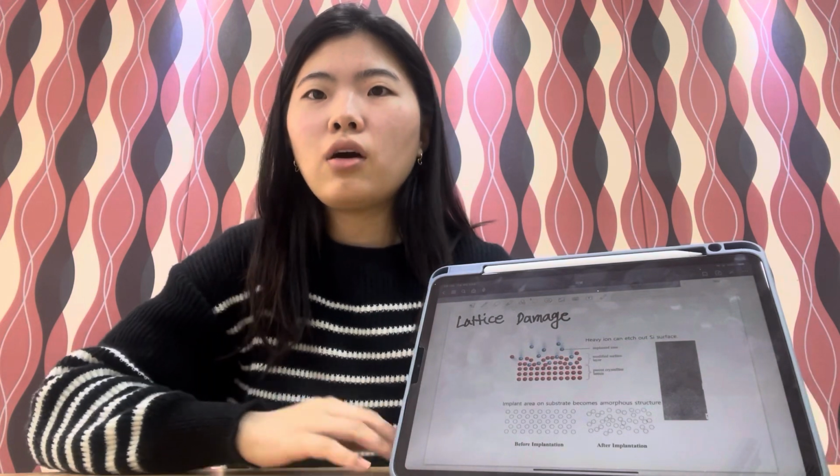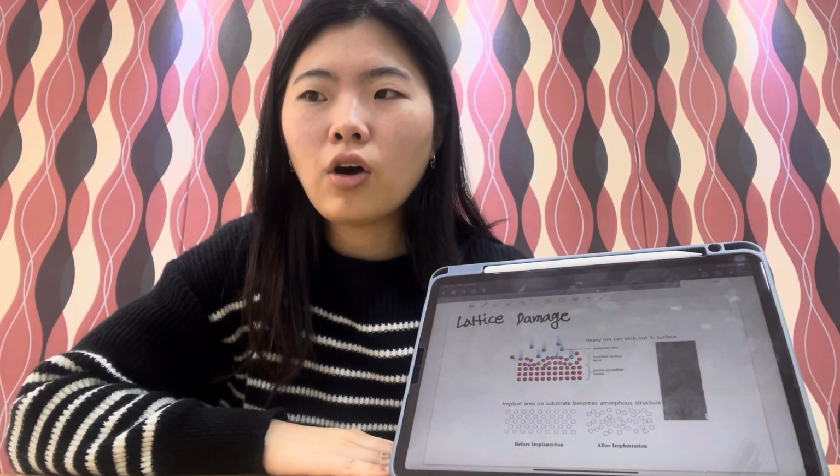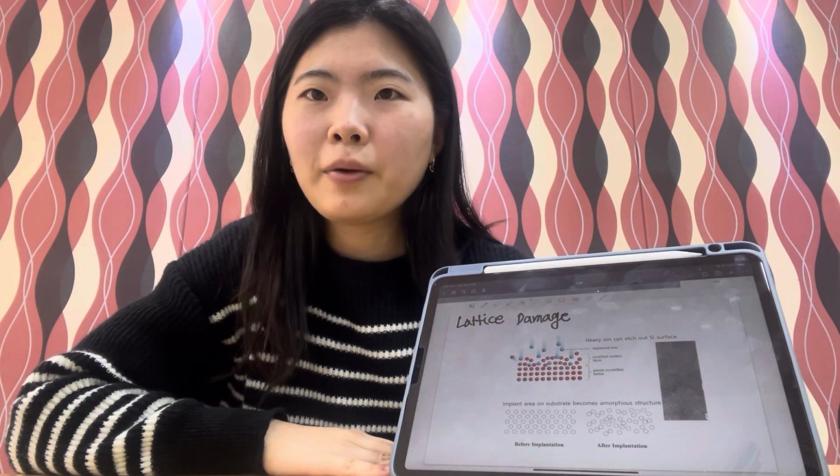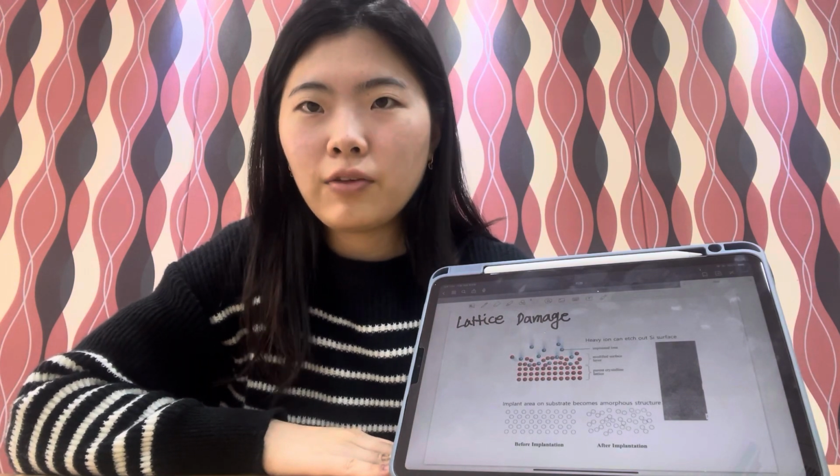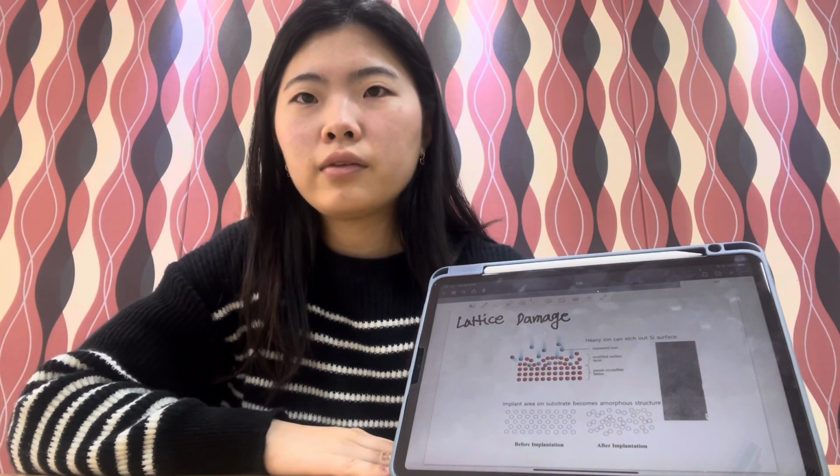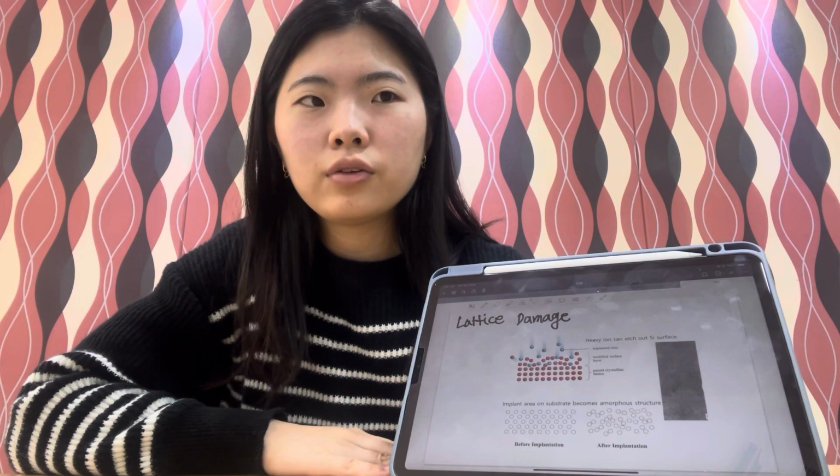So today we talked about the doping ways, ion implantation and diffusion. These are very important concepts to make a specific and exact pattern.